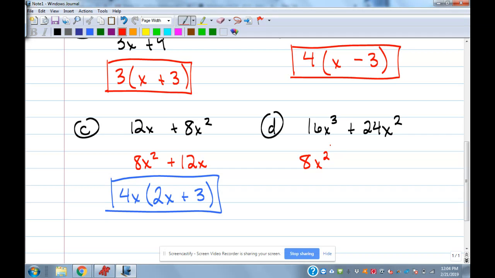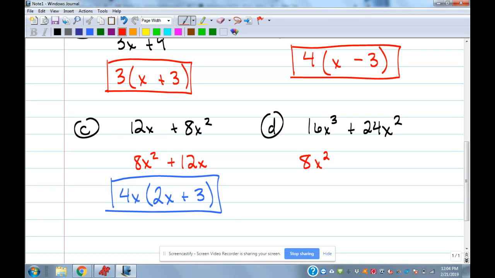Because the first one has 3, the second one has 2. This 2 can only pair up with 2 of those, right? So that means that has to be the biggest number of x's that can come out. It's normally going to be that smaller piece there with the variables. The variables, it's always going to be the smallest amount that you have.